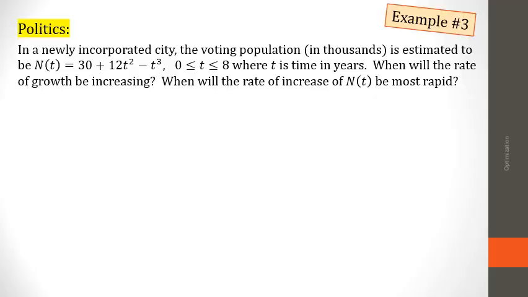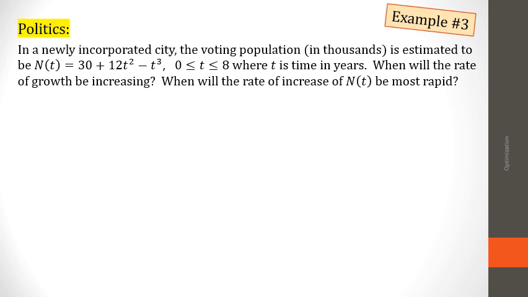For this one, we're looking at politics. In a newly incorporated city, the voting population in thousands is estimated to be n of t equals 30 plus 12t squared minus t cubed. And t is time in years from 0 to 8 years. When will the rate of growth be increasing? When will the rate of increase of n of t be most rapid?